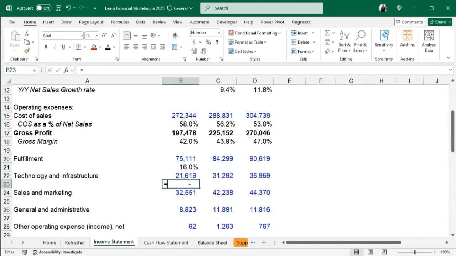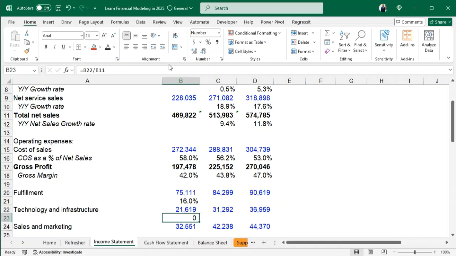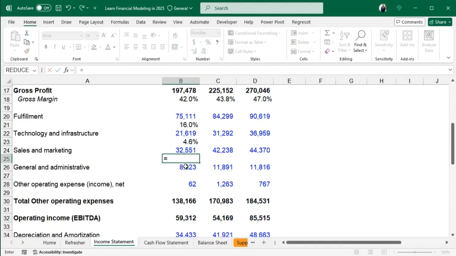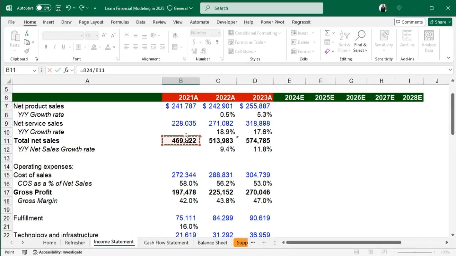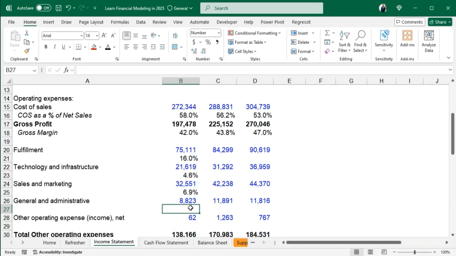I'll do it for this: equals this divided by our total net sales. Change the percentage, increase by 1 decimal place. So I'm going to do it for all the other operating expenses divided by this. Change the percentage and increase by 1 decimal place.